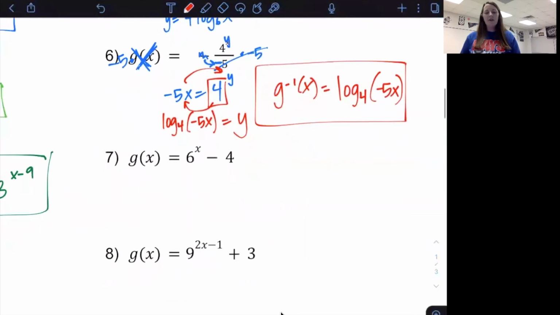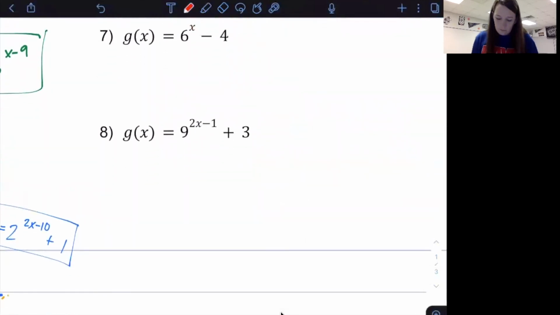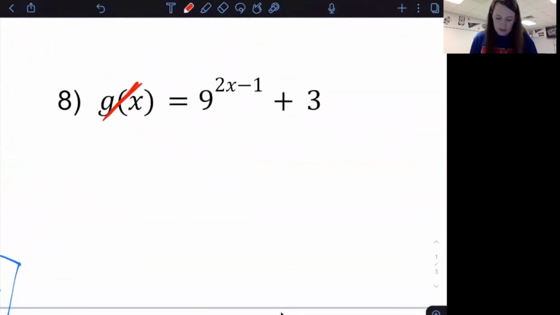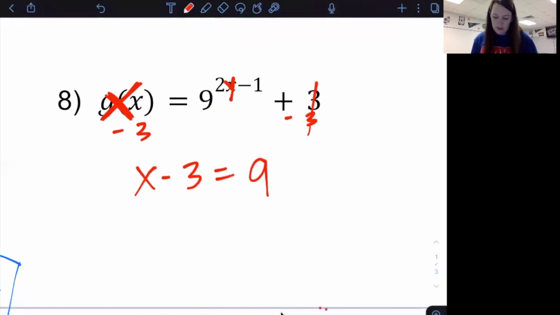Okay, let's get down here to number 8, one last problem. I'm going to go ahead and change my g of x to a y, my y to an x, and then replace the x with a y. So before we can change it to exponential form, I'm going to have to move 2 things. First one is going to be this 3. So I've got x minus 3 equals 9 to the 2y minus 1. Okay, actually, I guess I just needed to move one thing.